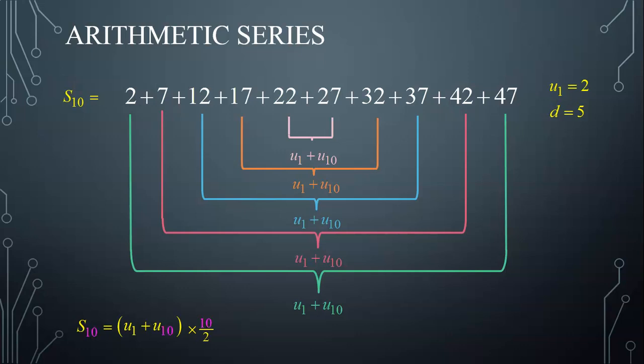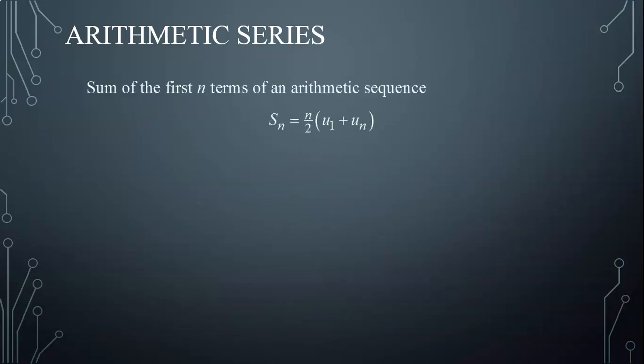Since the total number of terms I'm adding is 10, I can generalize that to n terms and replace 10 by n. Consequently, I obtain an expression for the sum of the first n terms of an arithmetic sequence. The sum of the first n terms is given by Sn, which is equal to n over 2 times (u1 plus un). So it's the sum of the first and the last term of the sequence multiplied by the number of terms I'm adding, divided by 2.